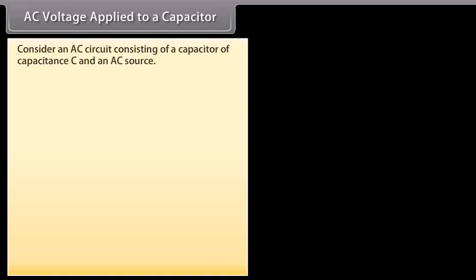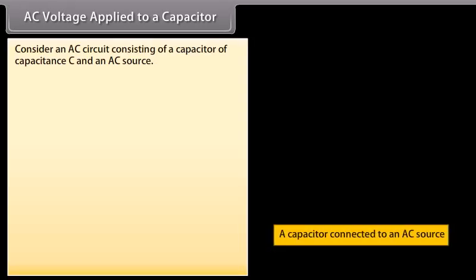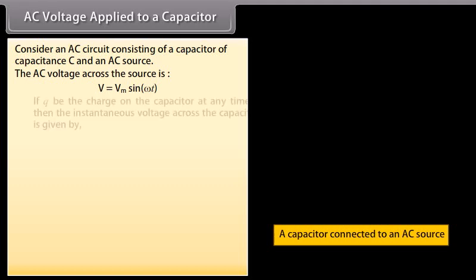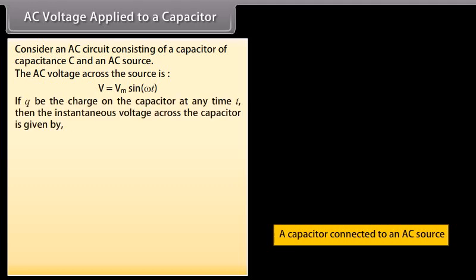AC voltage applied to a capacitor. Consider an AC circuit consisting of a capacitor of capacitance C and an AC source. The AC voltage across the source is V = Vm sin ωt. If Q be the charge on the capacitor at any time t, then the instantaneous voltage across the capacitor is given by Vc = Q/C.